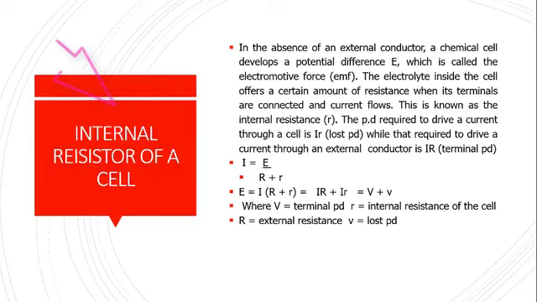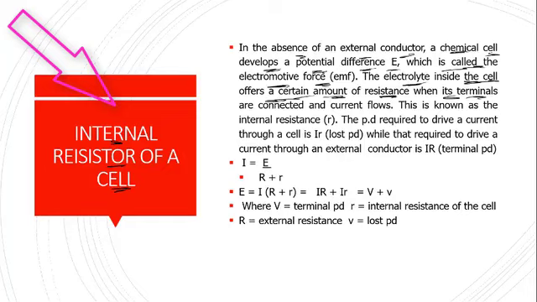Let's talk about the internal resistance of a cell at this point. In the absence of an external conductor, a chemical cell develops a potential difference, E, which is what we call the electromotive force, the EMF of that cell. The electrolyte inside the cell offers a certain amount of resistance when its terminals are connected and current flows through it. This is what we call the internal resistance of that cell.